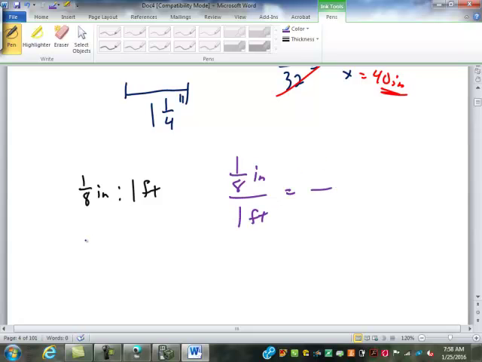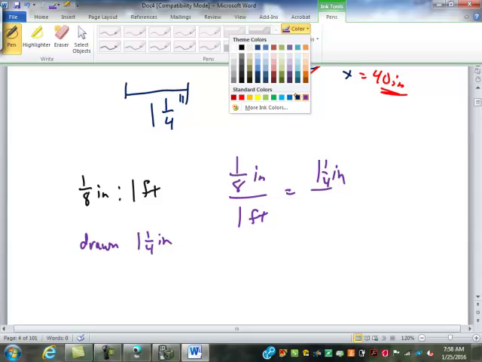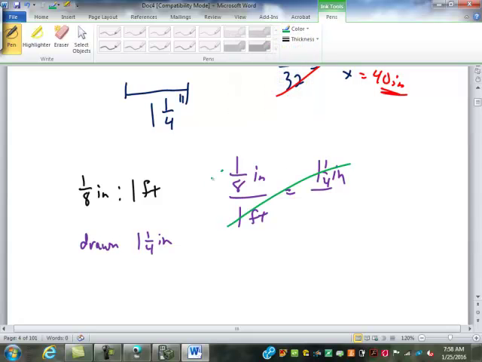And let's say we have something that's drawn 1 1/4 inches. We can cross multiply and divide. 1 times 1 1/4 divided by 1/8 is 10. That's going to be feet, because the units here are feet.